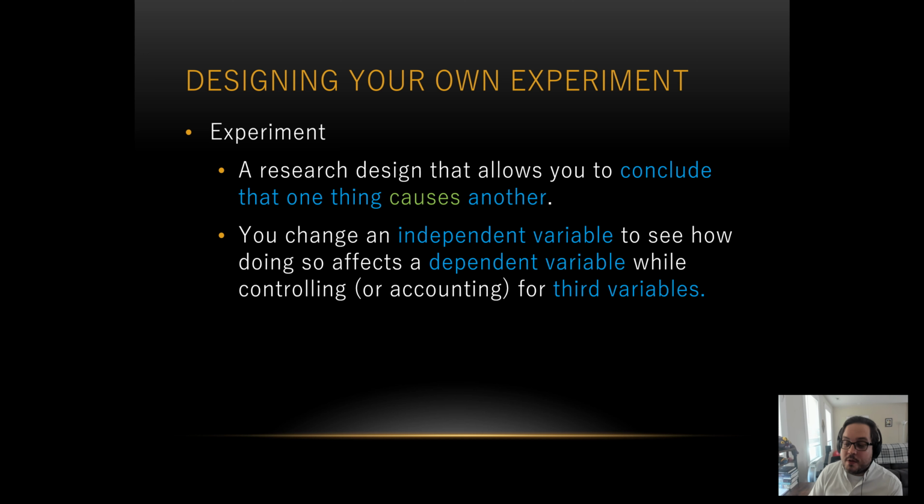What these involve is you must change an independent variable to see how doing so affects a dependent variable, and this is key, while controlling for or accounting for all other possible third variables, or at least as many as you possibly can. What this allows you to do, so compare this to something like a correlation where, let's say that we're standing outside a Walmart and we're counting up the number of people who walk in who have a mask. And then we look at how that's associated with the number of positive COVID cases within that county where we're sampling.